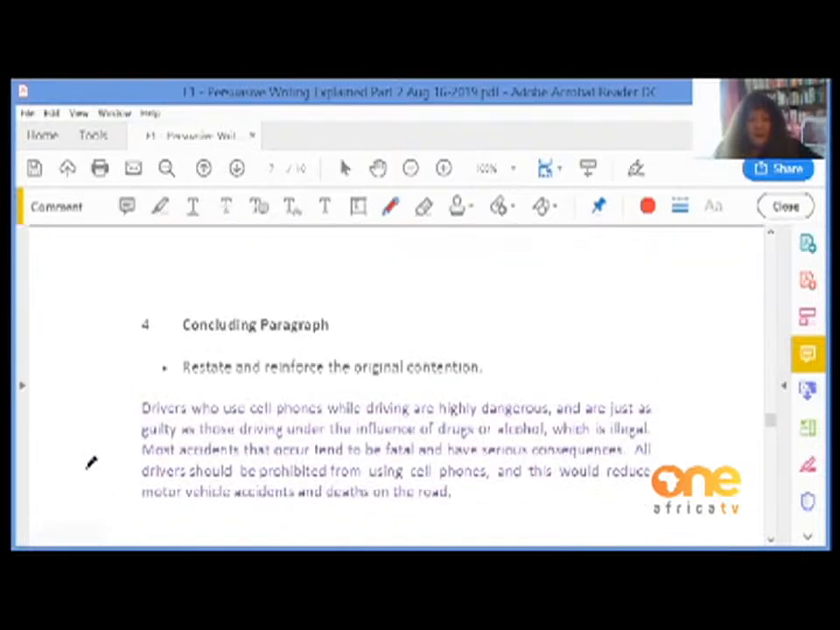And the concluding paragraph, we're just going to restate and reinforce the original contention. Drivers who use cell phones while driving are highly dangerous and are just as guilty as those driving under the influence of drugs or alcohol, which is of course illegal. Most accidents that occur tend to be fatal and have serious consequences. Maybe people have just turned into paraplegics or whatever. It's just very serious. All drivers should be prohibited from using cell phones, and this would reduce motor vehicle accidents and deaths on the road. Okay.